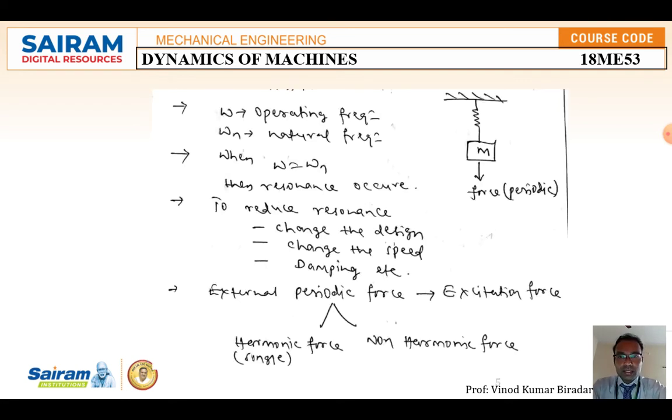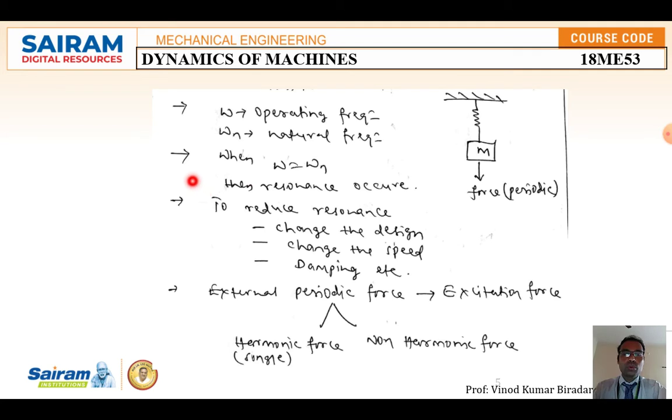Let me explain in depth with an equation. Consider a spring mass system. This is the spring, this is the mass. We apply a periodic force in the downward direction. Let us assume omega is the operating frequency and omega n is the natural frequency. When omega is equal to omega n, there is a chance of producing resonance. I told you in Module 4 also, resonance occurs when this condition is satisfied, that is omega equals omega n.